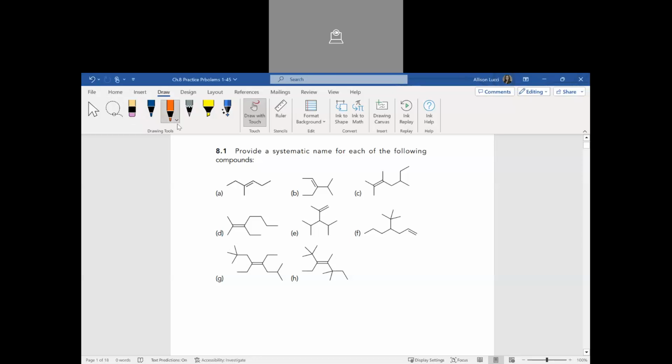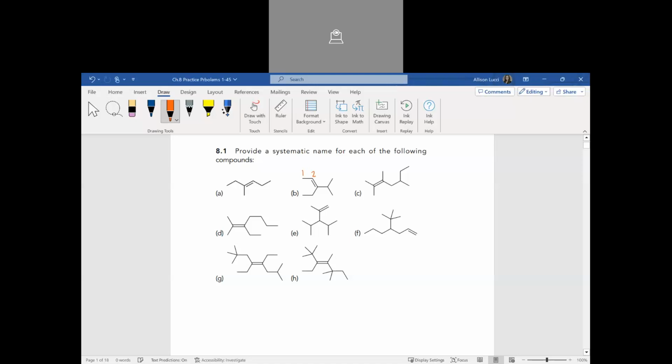So we've looked at nomenclature problems in the past. Now that we're in chapter 8, we're going to be focusing on nomenclature of alkenes. So we're going to follow similar rules that we've seen in the past, nomenclature for alkanes and other types of compounds. So we're going to begin by counting the longest carbon chain, and that will define our parent. So let's take a look at molecule B here.